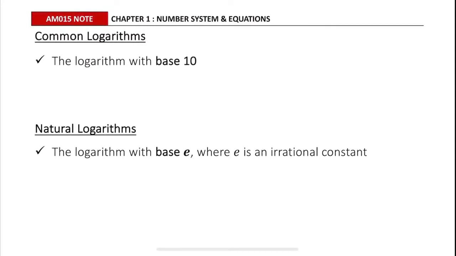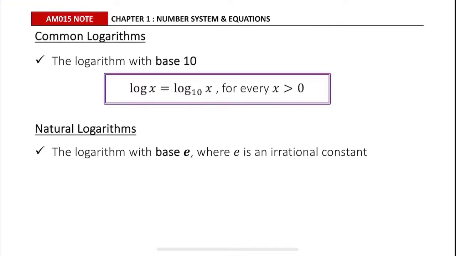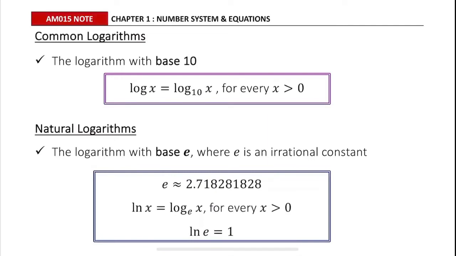The two most common bases used for logarithms are base 10 and base e. The log with base 10 is called common logarithms. However, it is always written without the base 10. Natural logarithms is the logarithm with base e, where e is an irrational constant, also called the exponent. Its value is approximately 2.718281828. Natural logarithms are always written as ln, and ln e equals 1.